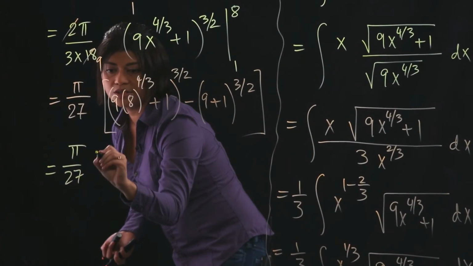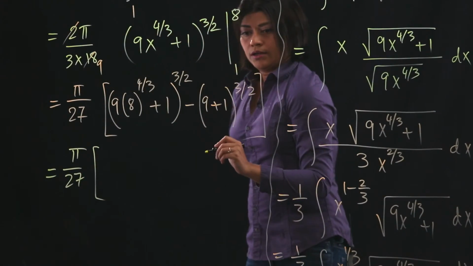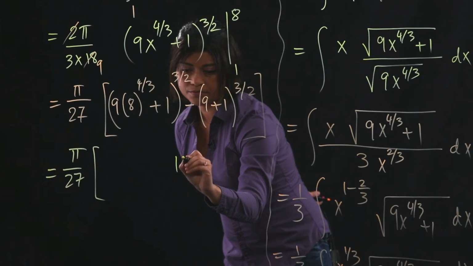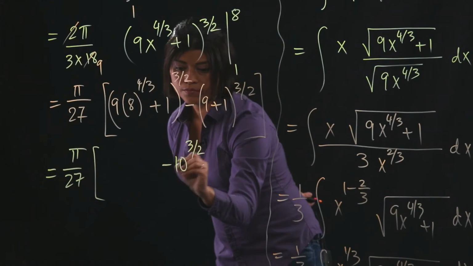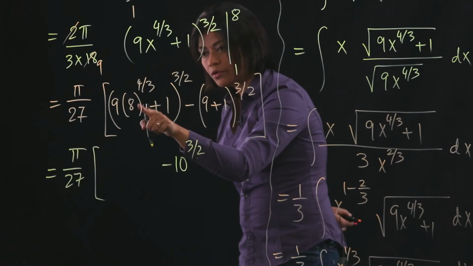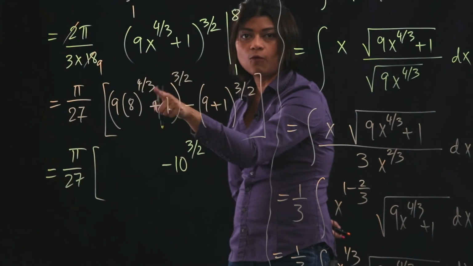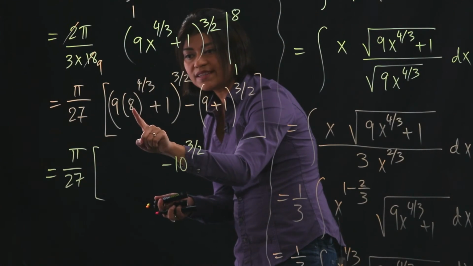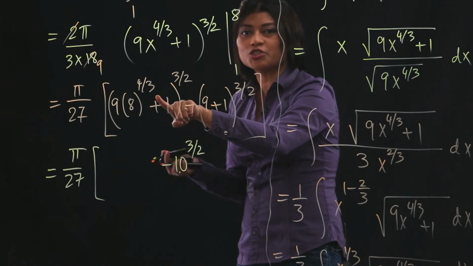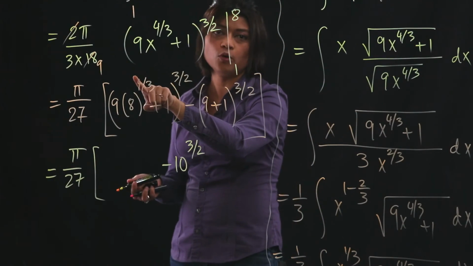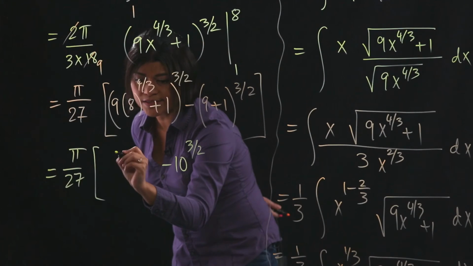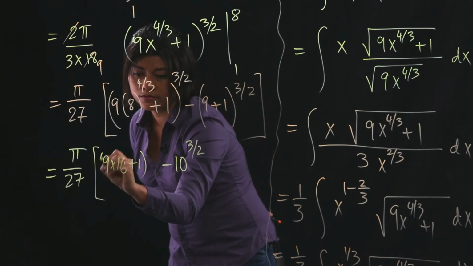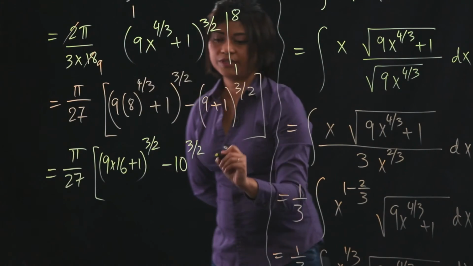So let us continue and simplify. The second term is easy. This is just 10 to the power 3/2. The first term, okay, so what is 8 to the power 4/3? Now ignore the 4, consider what is 8 to the power 1/3, just 2. So this is 2 to the power 4, and that's 16. So this is 9 times 16 plus 1, to the power 3/2.